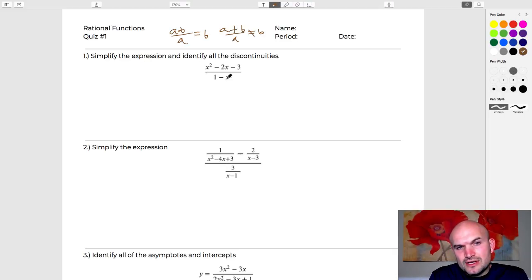Now, up here I have a quadratic trinomial, and I can recognize that I'm able to do factoring. But in this numerator, I mean denominator, I'm sorry.